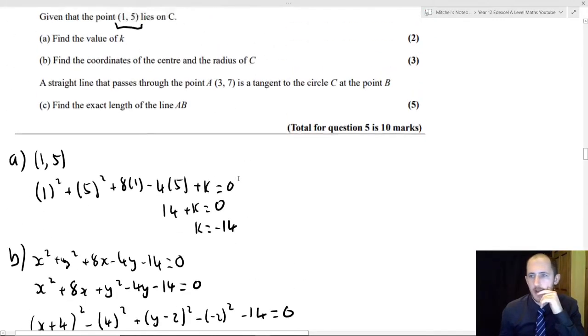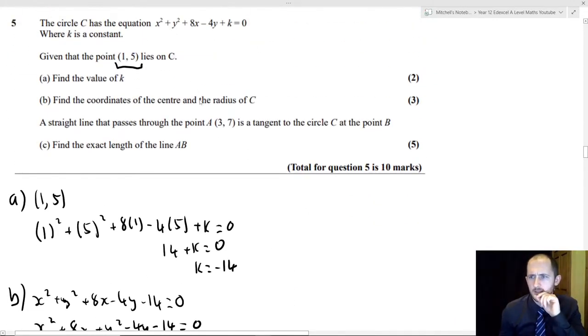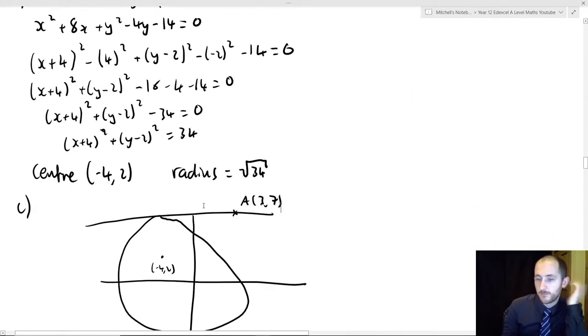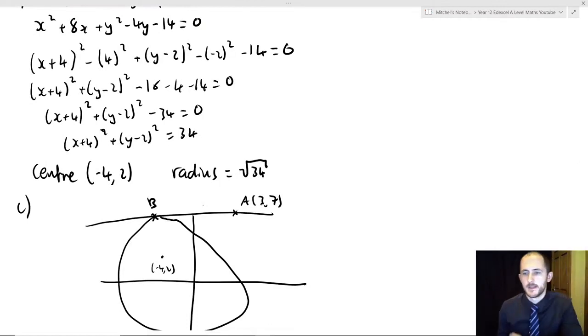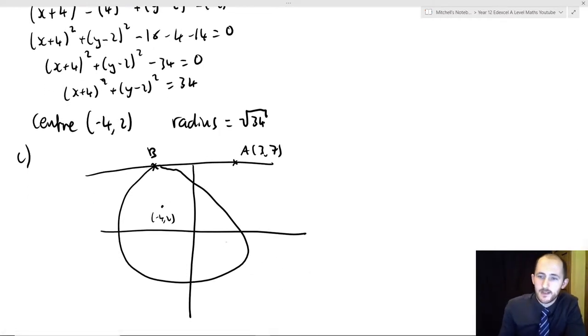And what we need to do is find the length of the line AB. So this is point B, this is point A. Try and find the length of it. First things first, let's draw our radius line, and then we can also draw a line from A to the center. Now that is a big old right angle triangle.